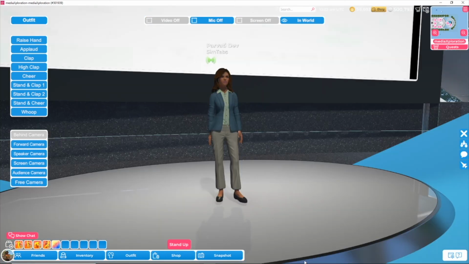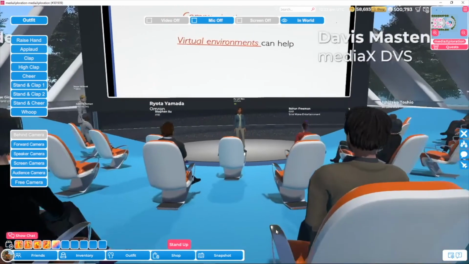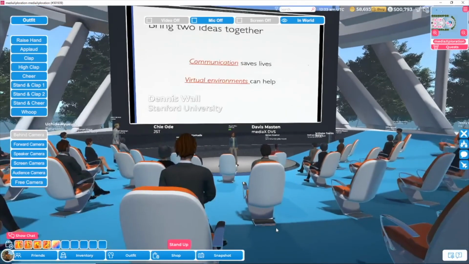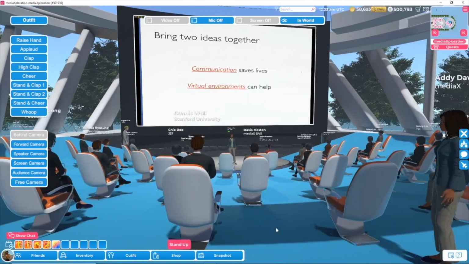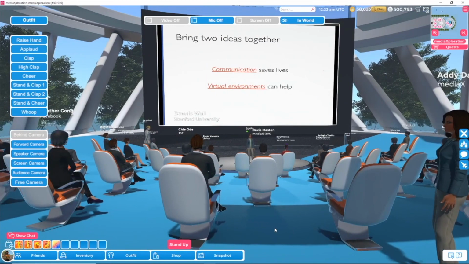Okay. So to finish off, we're trying to bring two ideas together: that communication is very important. Communication can be difficult. Actually, one needs training in communication, and virtual environments that simulate healthcare areas can be very useful in training for communication difficulties.